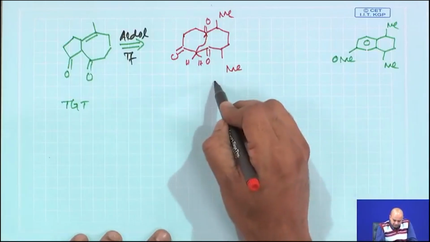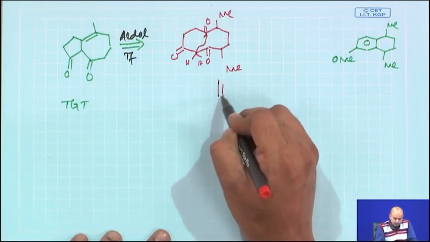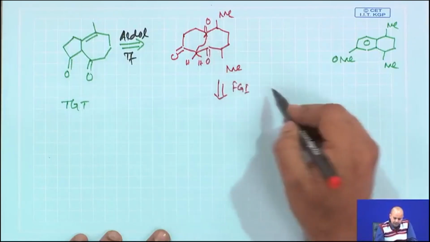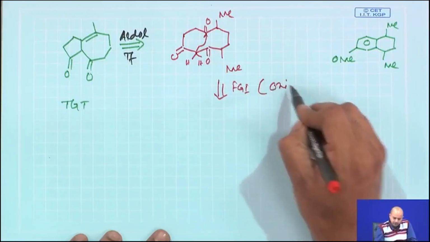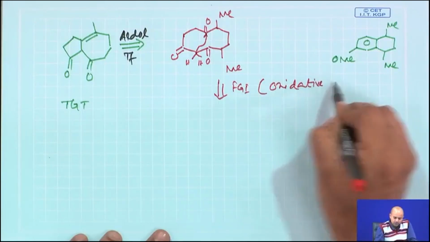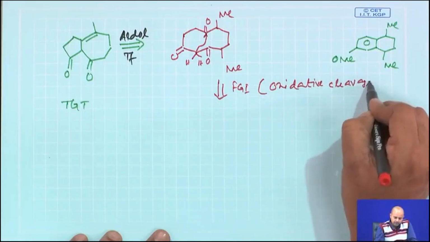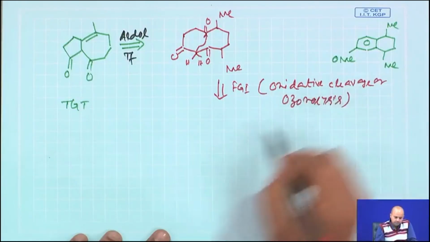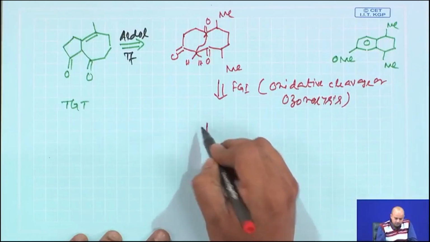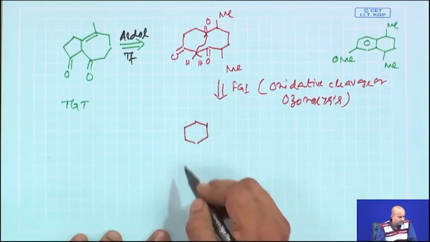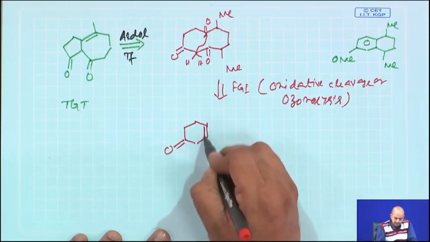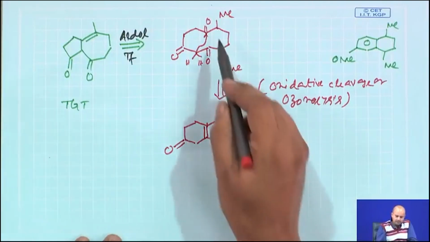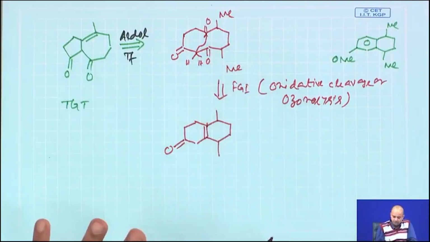Now, for this diketone, if you do the next retro or next FGI, the FGI for the diketone is very interesting. You can do an oxidative cleavage or ozonolysis. Now, how are we going to do it? We will try to correlate with the starting material which was given to you. If you have an intermediate like this, it will immediately give this intermediate. This part is fine.